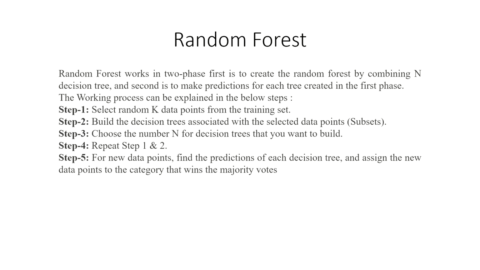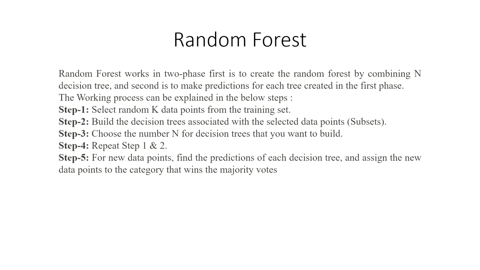Next we have random forest. So random forest works in two phases. The first is to create the random forest by combining n decision trees, and the second is to make a prediction for each tree created in the first phase. The working process can be explained by the below steps.